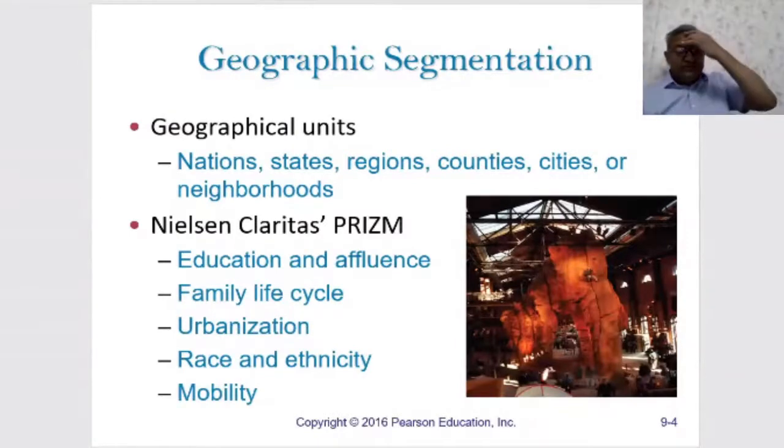So on the basis of these five domains, we would be looking at Nielsen's Claritas PRISM: education and affluence, how people are educated, what their family life cycle is, urbanization, how urbanization exists in the society, race and ethnicity, and mobility. Are they mobile or are they static in one specific place? So this is geographic segmentation.